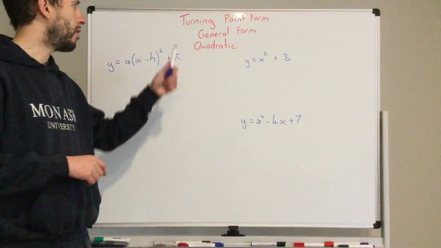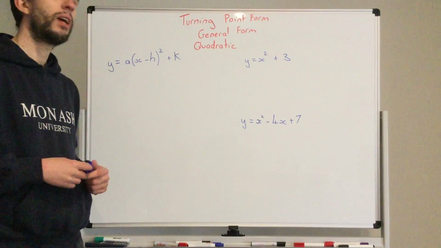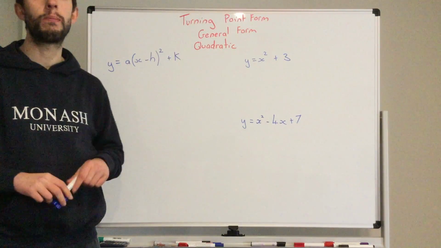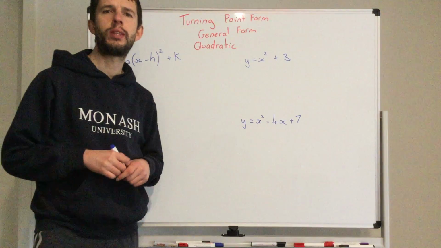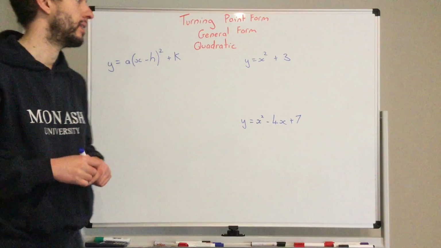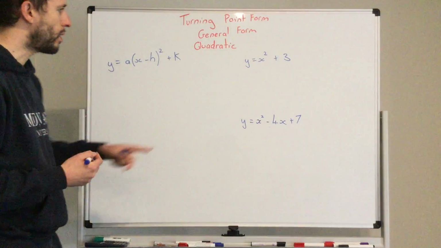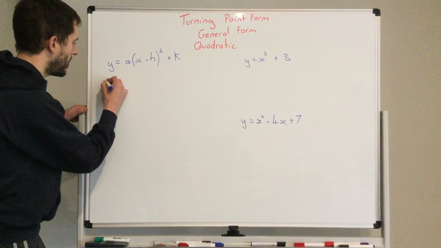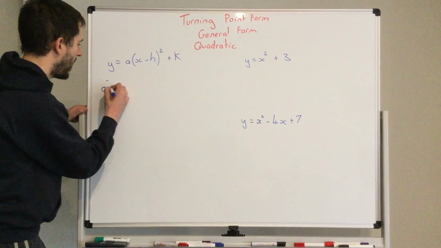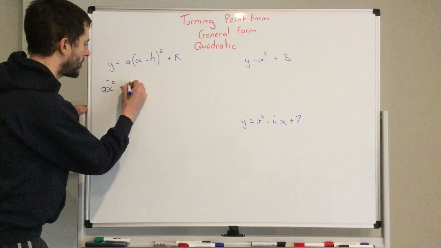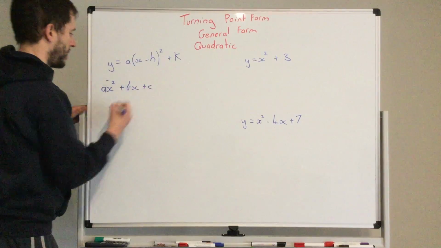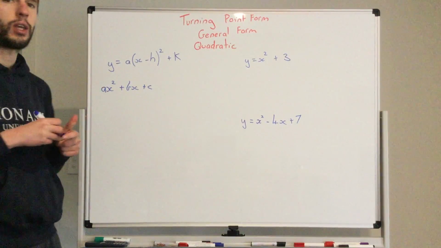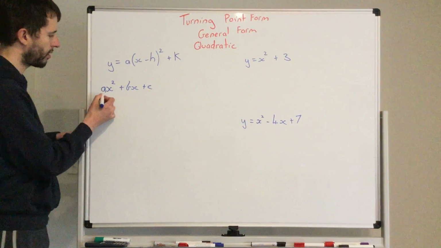So we are looking at the general form of a quadratic, which another name is the turning point form. And that's just trying to tell us what the min and max is. Now, to start off with, if we're thinking about the equation ax squared plus bx plus c, the first thing I would like you to think about is a.